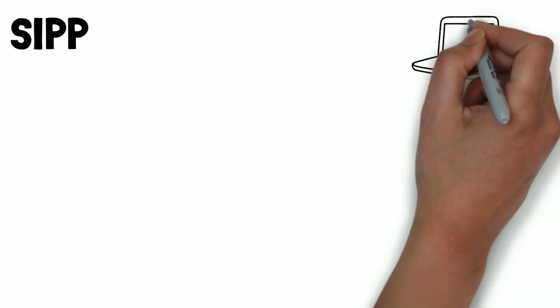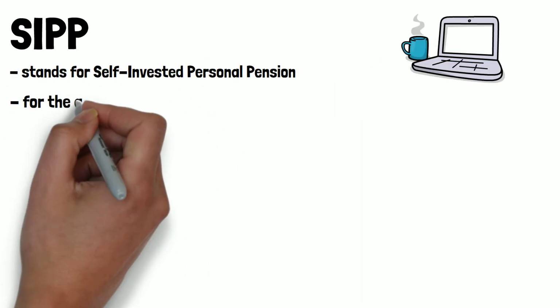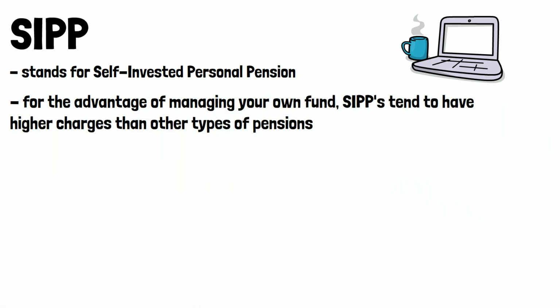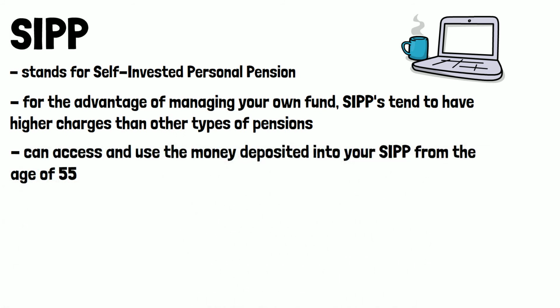A SIPP. SIPP stands for Self-Invested Personal Pension. For the advantage of being able to manage your own fund, SIPPs tend to have higher charges than other types of pensions. You are able to access and use the money deposited into your SIPP from the age of 55.